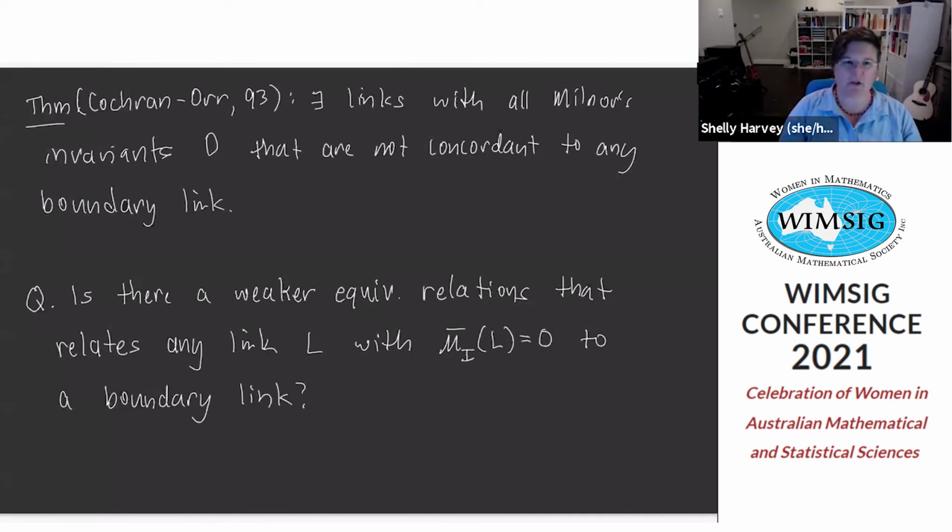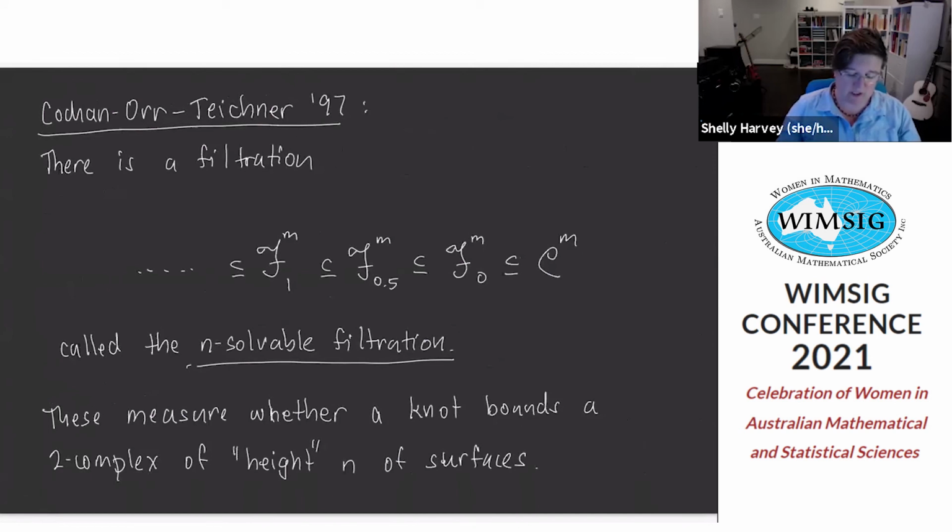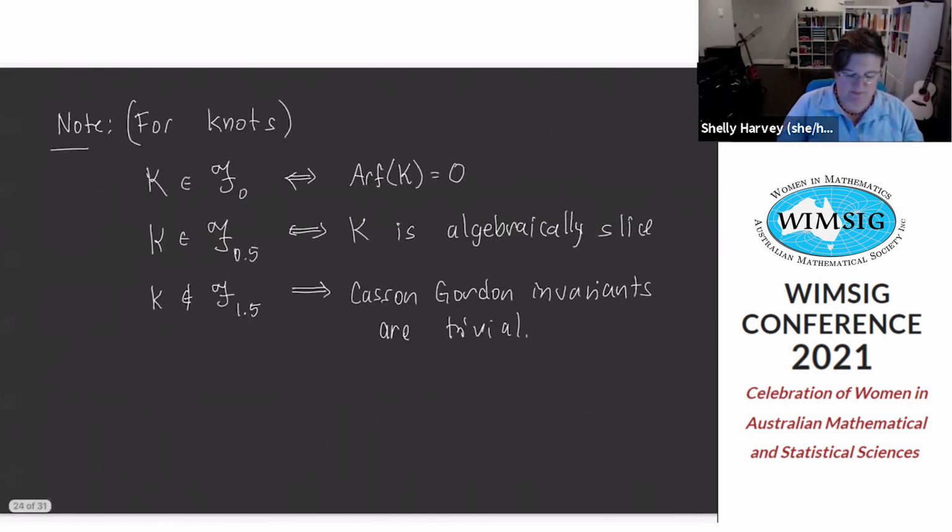Well, we could ask, though, if we're not interested in the full slice problem, but a weaker notion, is there some equivalence relation that relates any link with Milnor's invariants vanishing to a boundary link? And so that's what we did. It turns out there's some filtration of the group. You don't need to know what it is, but it has something to do with higher order surfaces. Okay. So we can use this to form an equivalence relation.